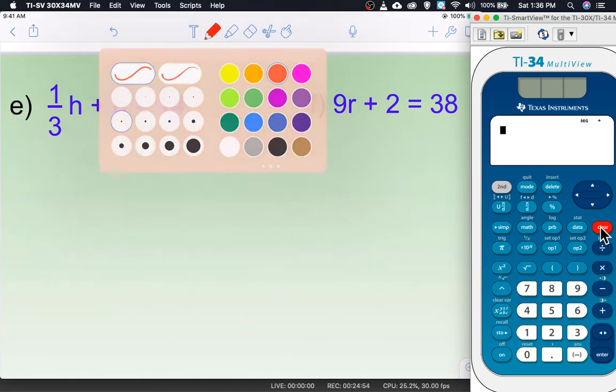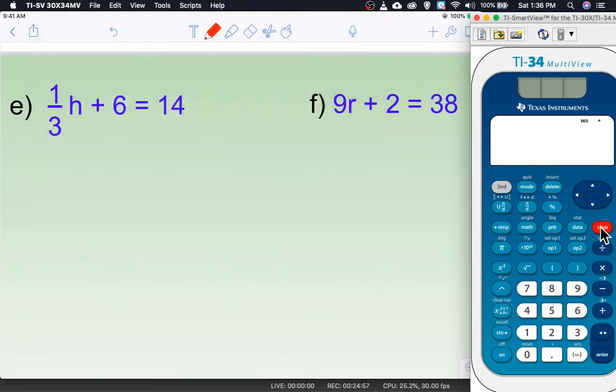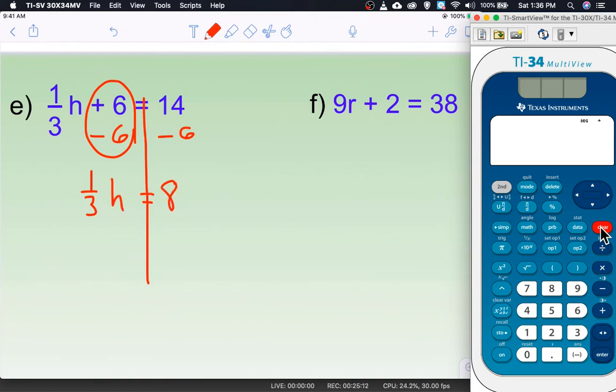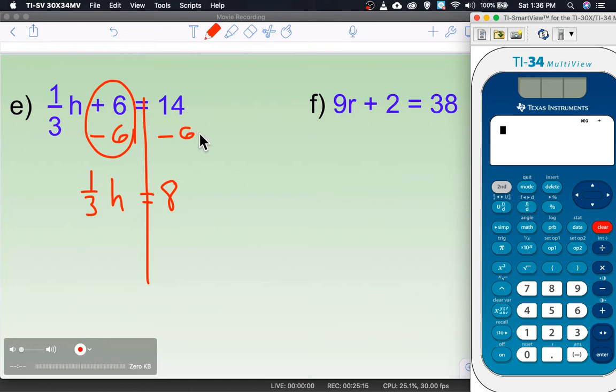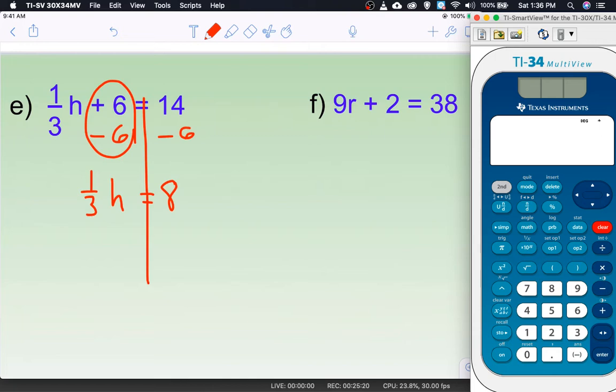All right, so let's see how you did. You should have started, letter E, by subtracting 6 on both sides. That makes this cancel out, and we'd have 1/3 h equals 8. 14 minus 6 is 8. Then, no matter what method you use to get rid of that fraction, either you multiplied both sides by the reciprocal or you divided by 1/3, you should get h equals 24.